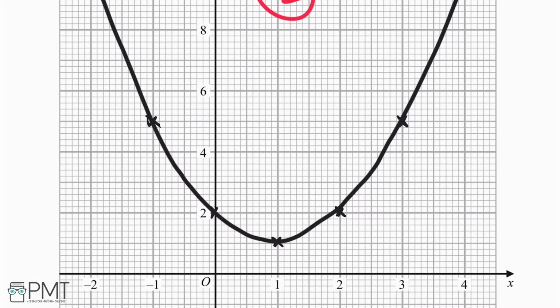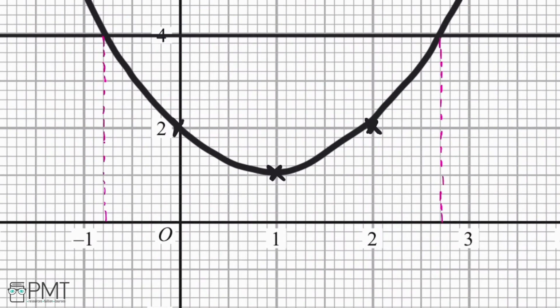So plotting y equals 4, on the y-axis, let's look for 4, and that's going to be a straight line across here. Now we need to look at the points of intersection, so here and here, and work out the x values. So for this point of intersection here, we're going to go down and see the value on the x-axis, and same for this point of intersection here. This is 2.5, so this is going to be 2.6, 2.7. And over here, this is going to be minus 0.5, so minus 0.6, minus 0.7, minus 0.8.